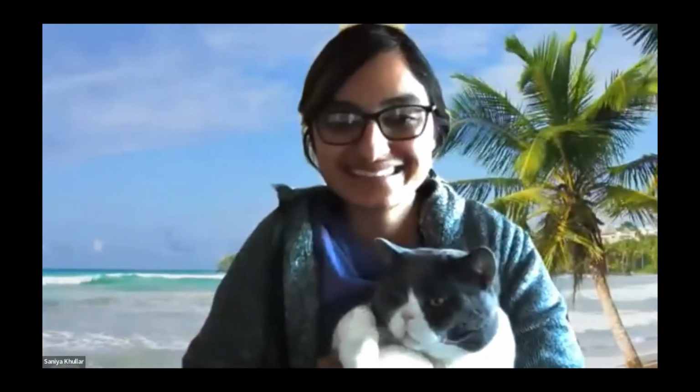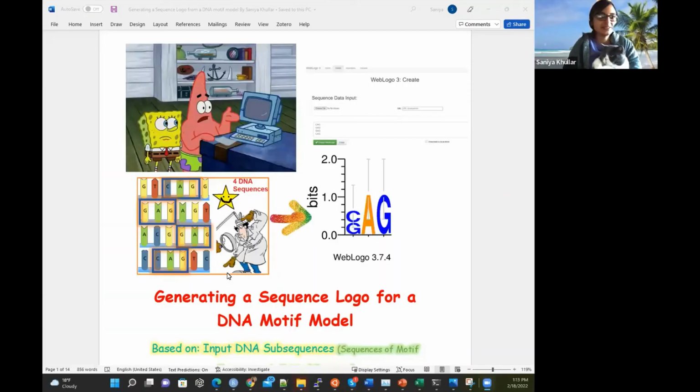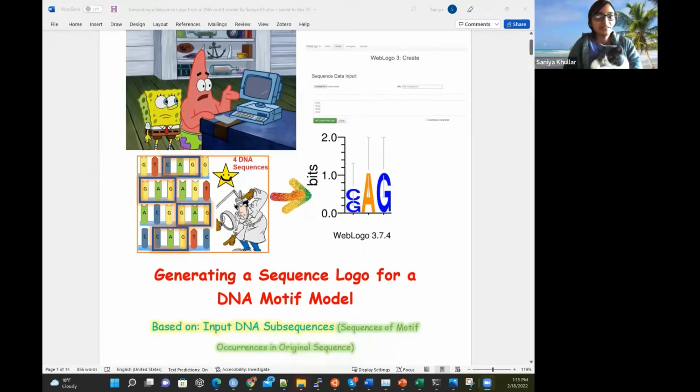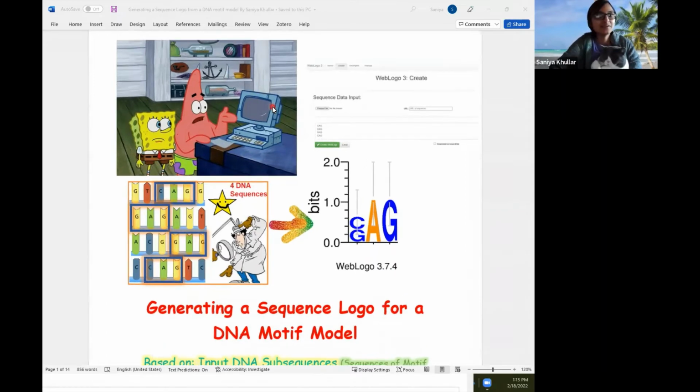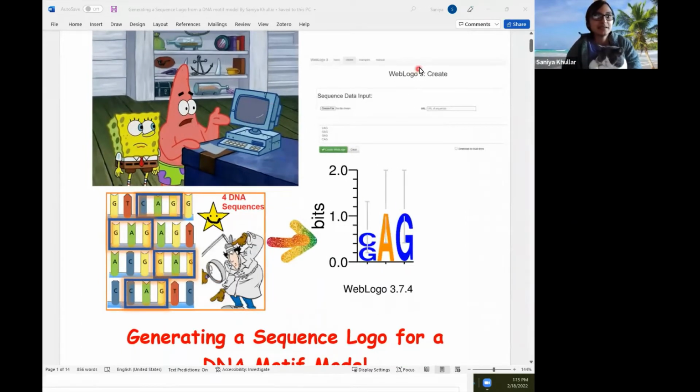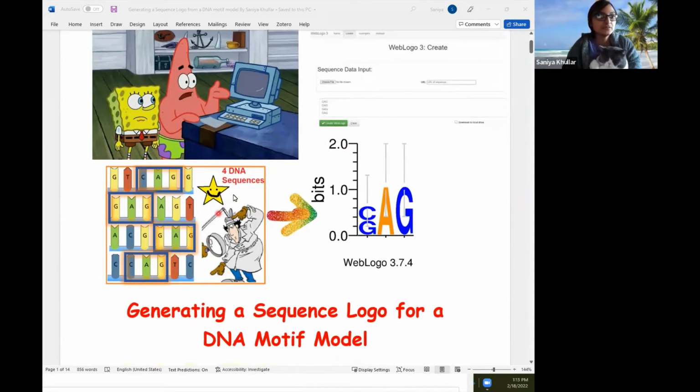Okay. We're going to be talking about generating a sequence logo from a DNA motif model. SpongeBob and Patrick, right? They're looking on the web at how to create a sequence logo from a set of motif occurrences here. So for instance, we are going to be talking about the same example that I talked about in the expectation maximization for motif elicitation, the MEME algorithm.